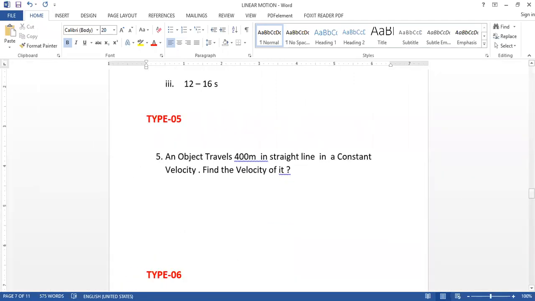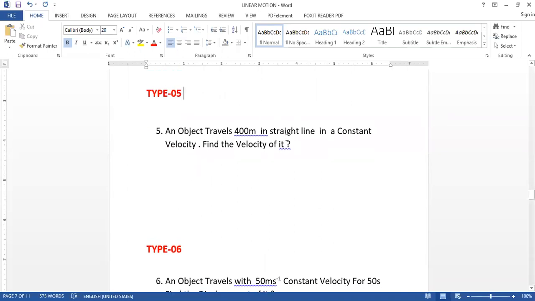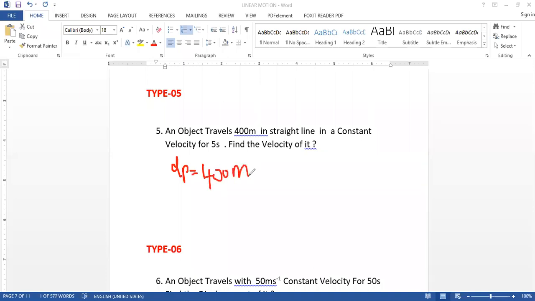Look now, the question number 5, the type 5. An object travels 40 meters in a straight line at a constant velocity for 5 seconds. The question asks velocity here. So the 40 meters here should be taken as what? It should be taken as displacement. So displacement is given, that is 40 meters. And the time is given for 5 seconds.